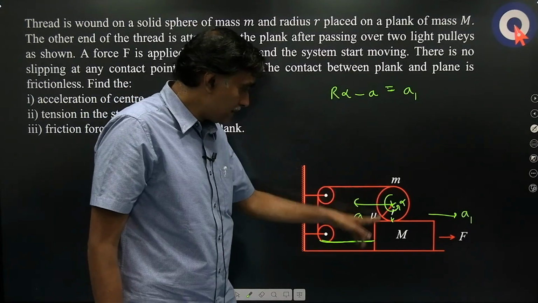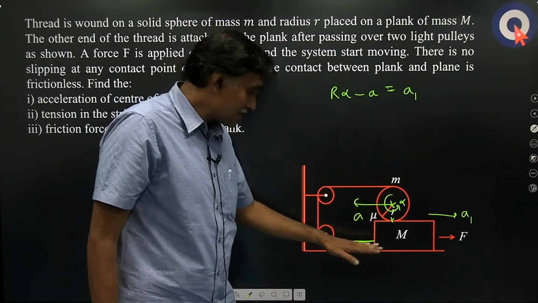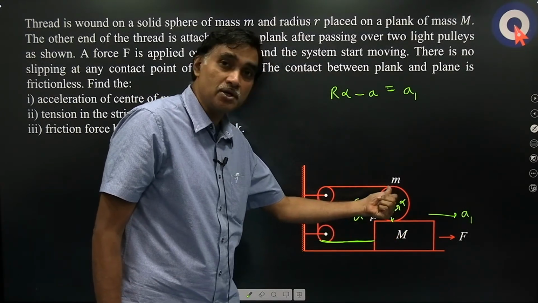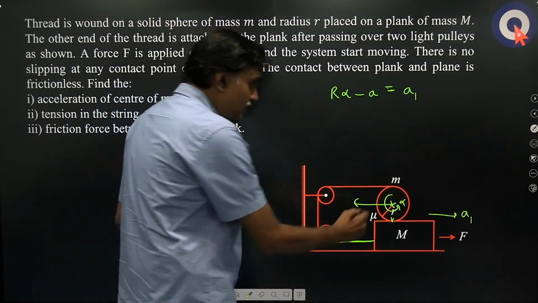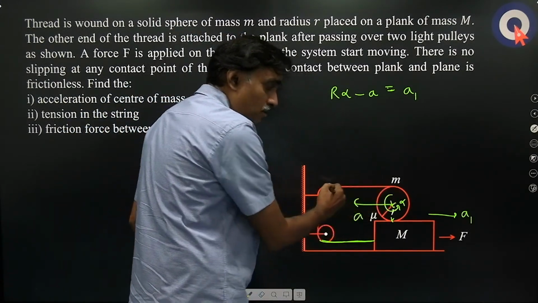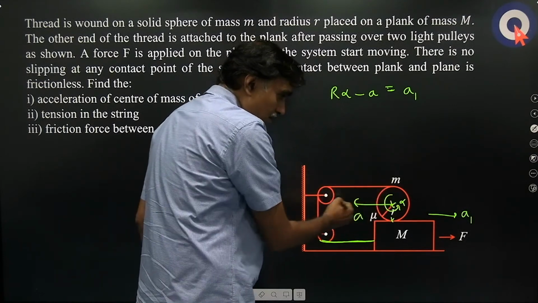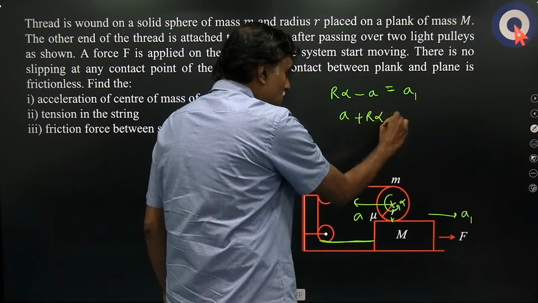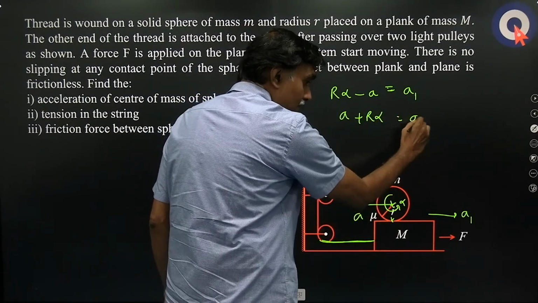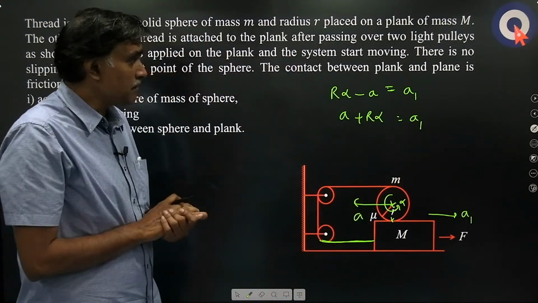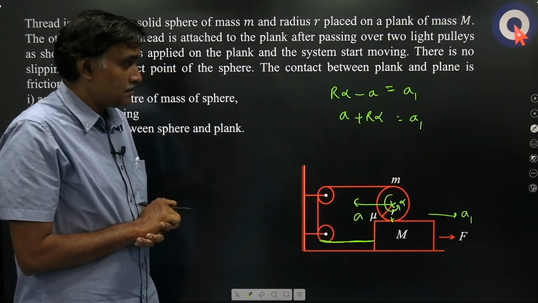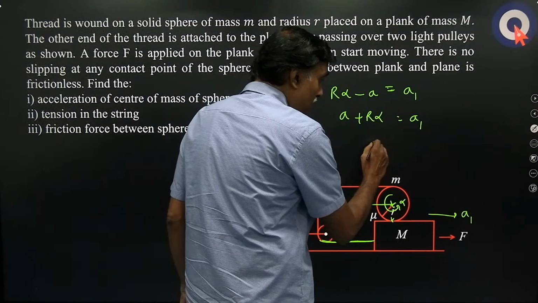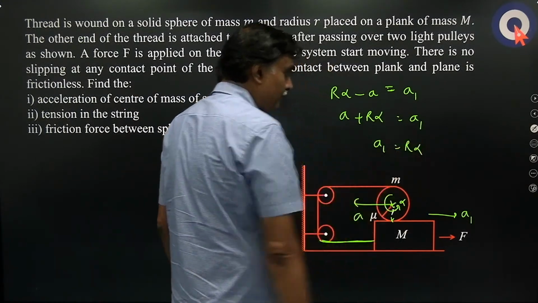Now because this point and this point are connected by a string directly, acceleration of this end of the string towards right should be equal to acceleration of this end of the string towards left. What is the acceleration of this end of the string? It is a plus r alpha towards left. A because of translatory motion and r alpha because of rotatory motion. So a plus r alpha should be equal to acceleration of this end, a1. From these two equations you can find relations between everything. If I add these two, you get 2a1 equal to 2r alpha. So a1 equal to r alpha.